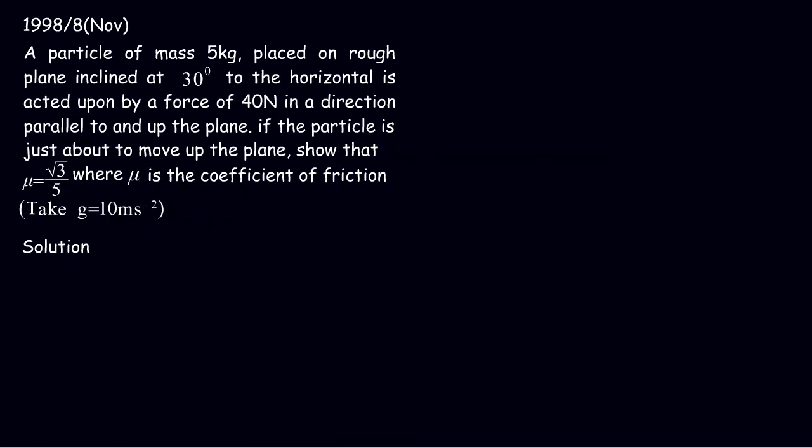We have another question from November and it states that a particle of mass 5 kg placed on a rough plane inclined at 30 degrees to the horizontal is acted upon by a force of 40 Newton in a direction parallel to and up the plane. If the particle is just about to move up the plane, show that mu equals root 3/5, where mu is the coefficient of friction.